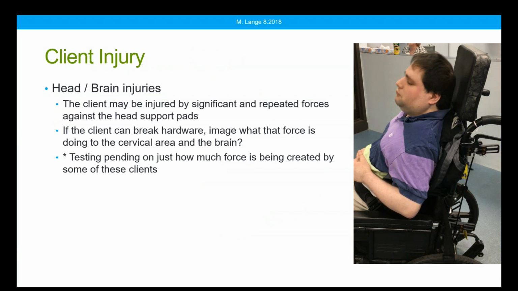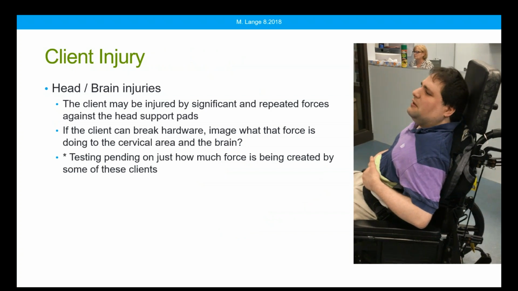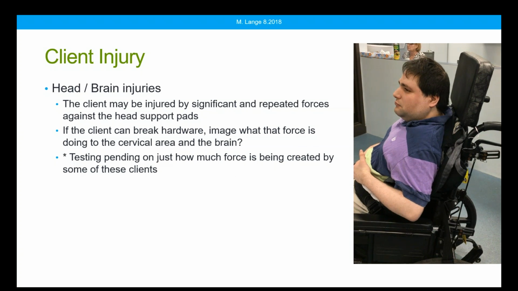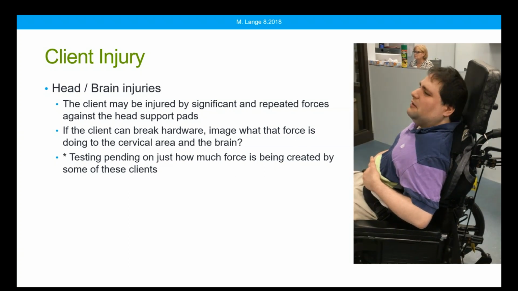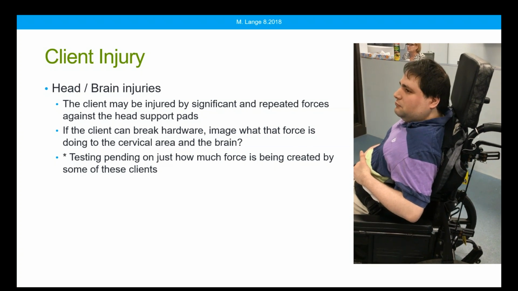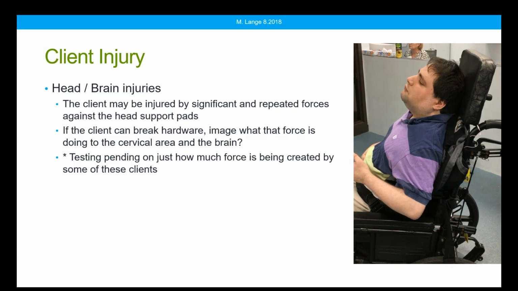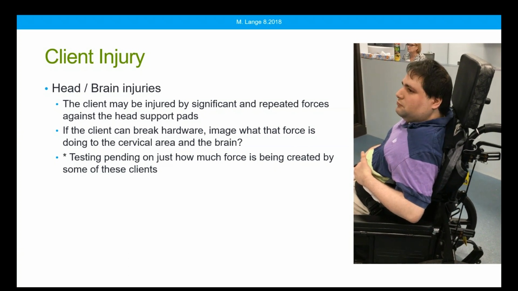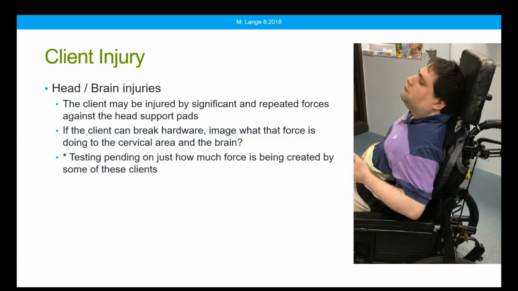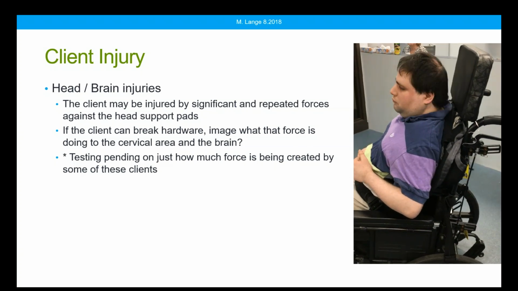So let's talk more about the head. This gentleman here moves a lot throughout his day, and a lot of his movement is at the head. Now, it doesn't look perhaps in this video like he's exerting a lot of force, but he is. Behind that large pad is quite a bit of hardware, and that's because he has repeatedly over the years snapped off various head supports. He has a nice big bald spot on the top of his head from repeated contact with this surface. So the client may be injured by significant forces, the magnitude of the force, and repeated forces against the head support pads.